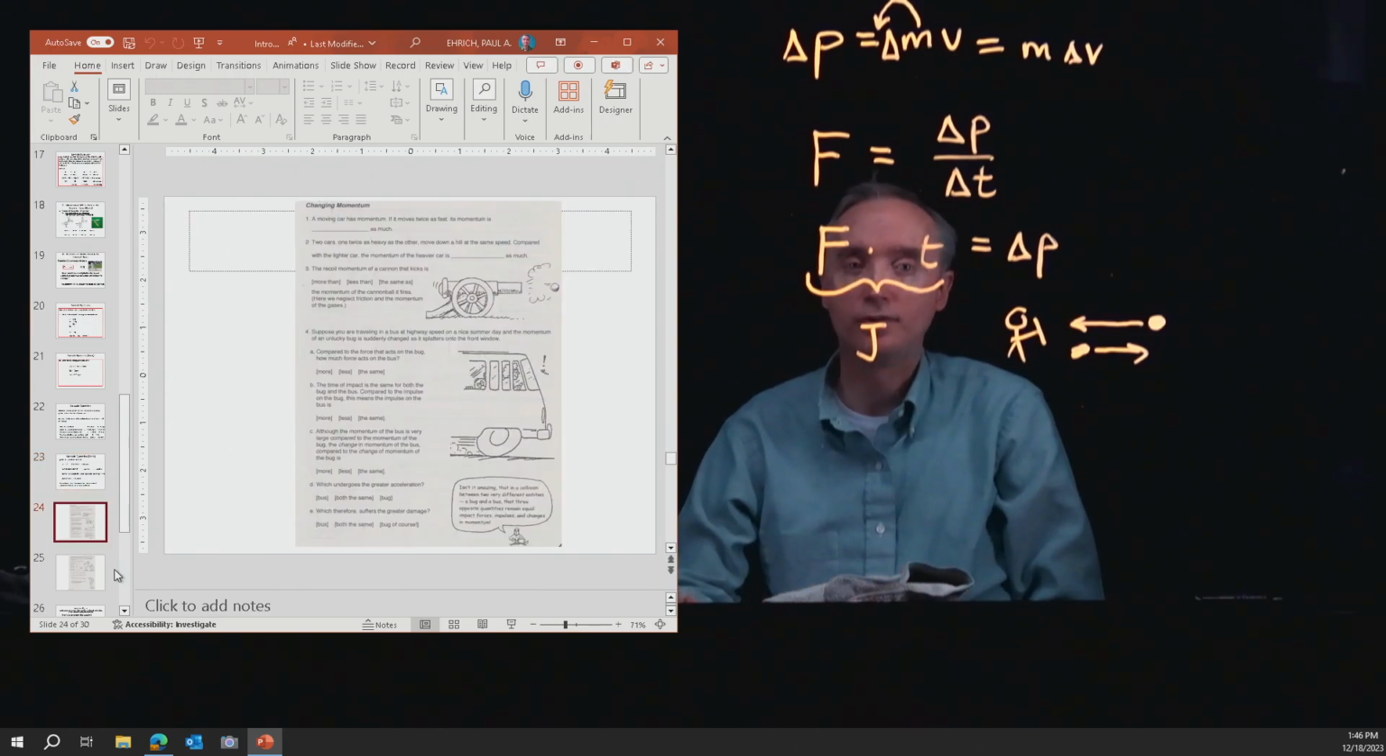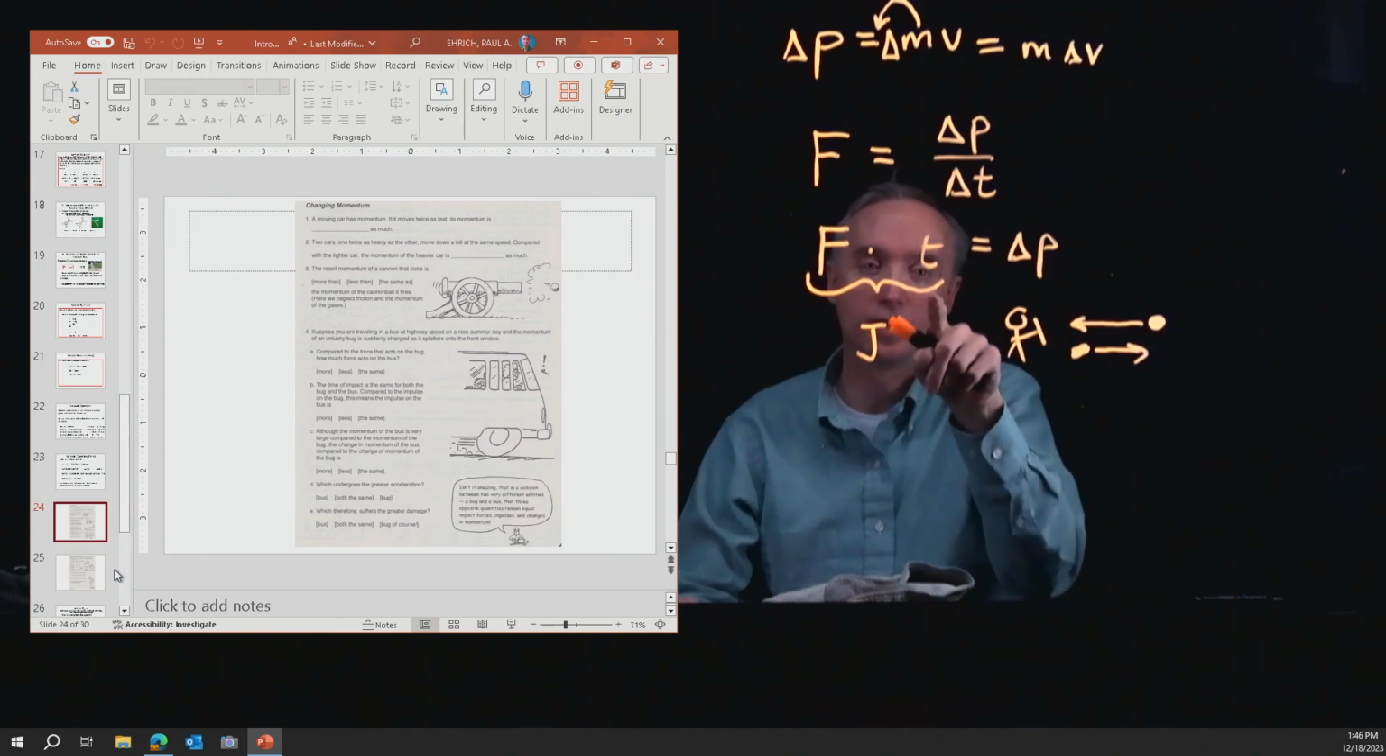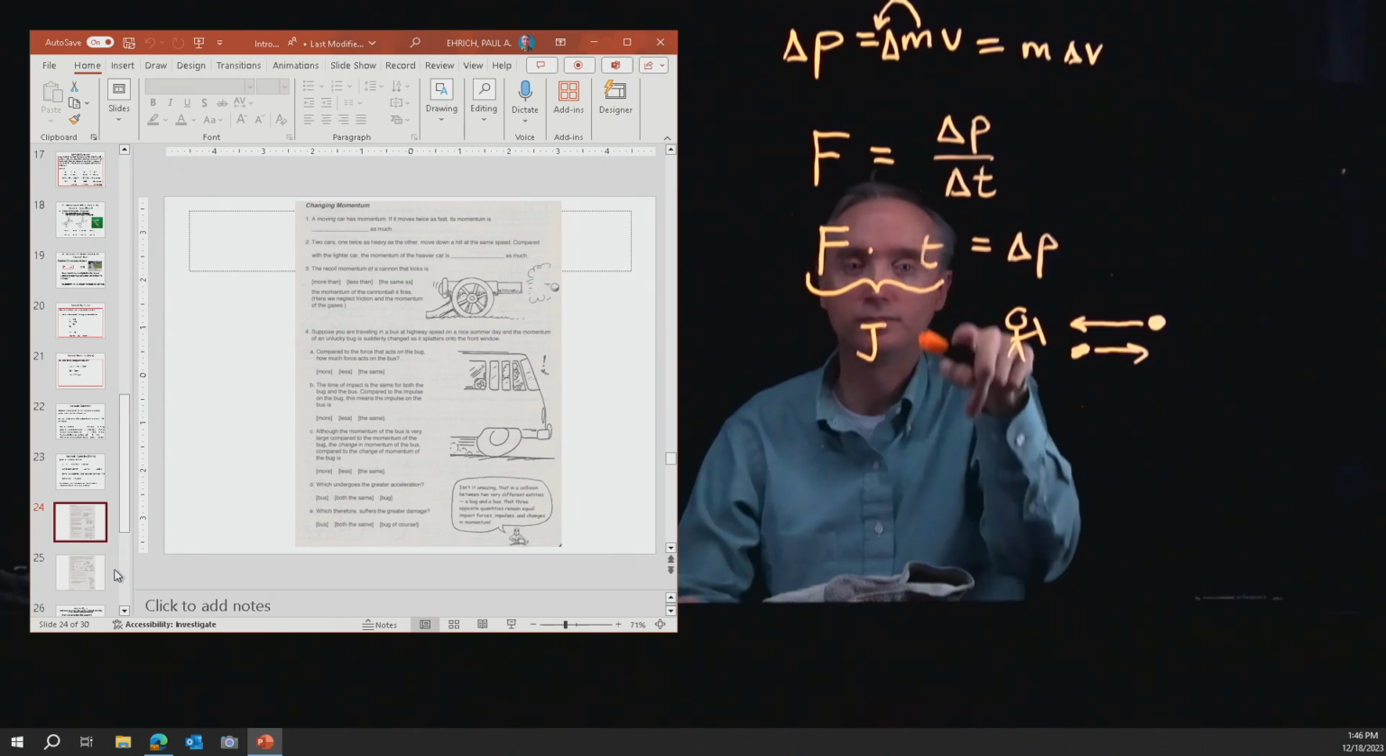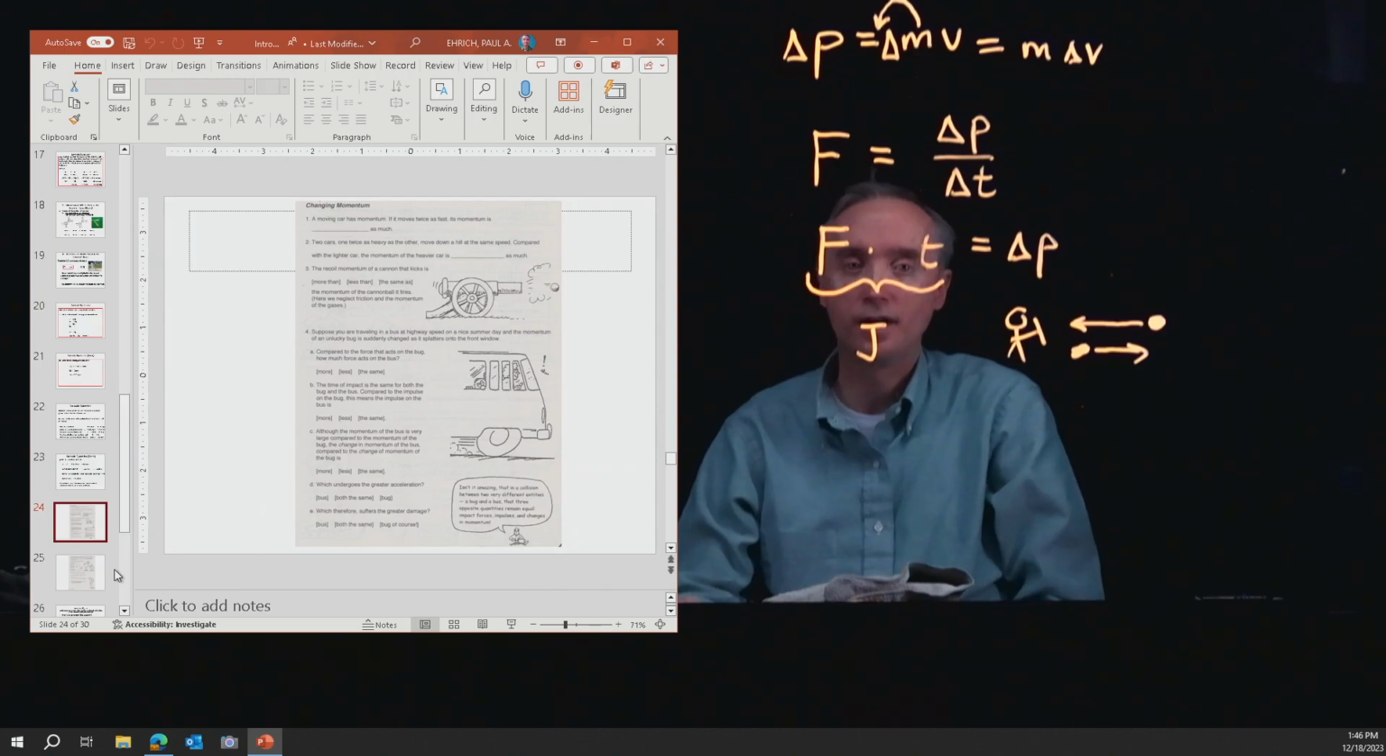All right, so if you want to pause me, blow up these pictures, these are some examples of momentum problems that I found out of Hewitt's workbook that you can do.